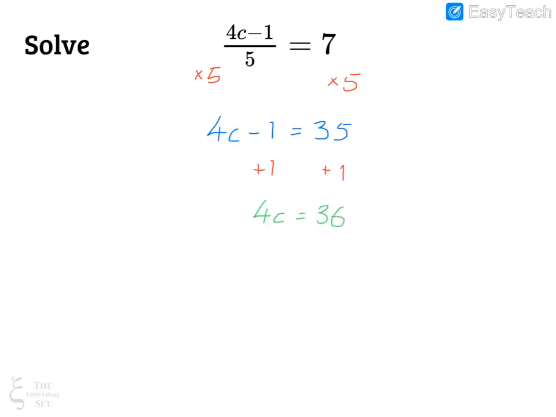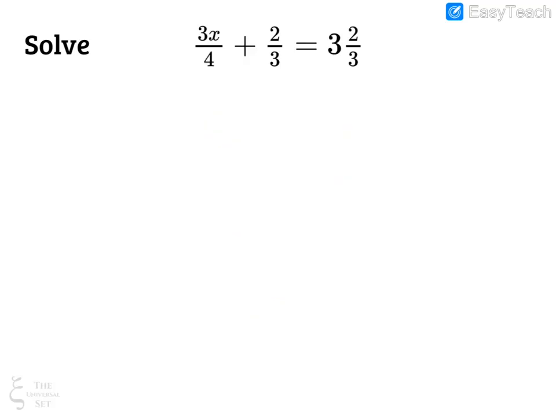So we're almost there. Last step, we're going to have to divide by 4. Divide by 4. And that tells me that c must be equal to 36 divided by 4, which is 9. We've got 9 there. Good. Two more that we're going to look at then.